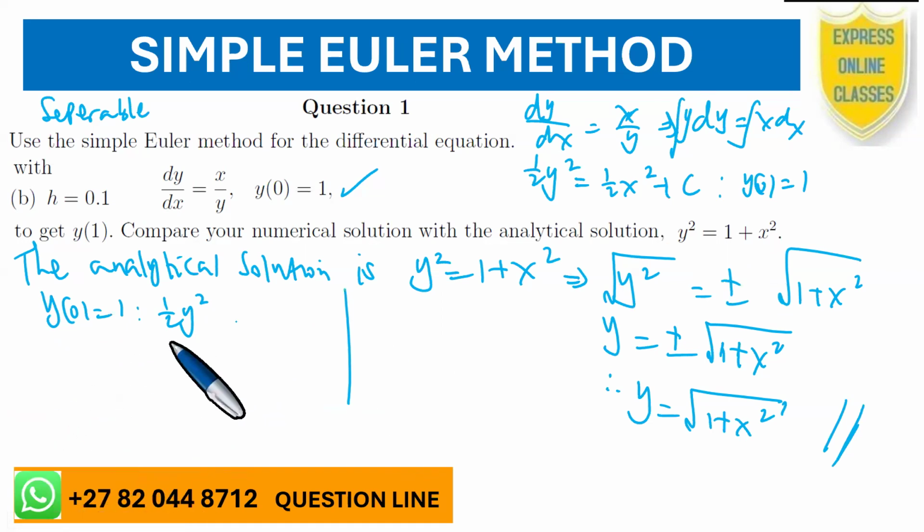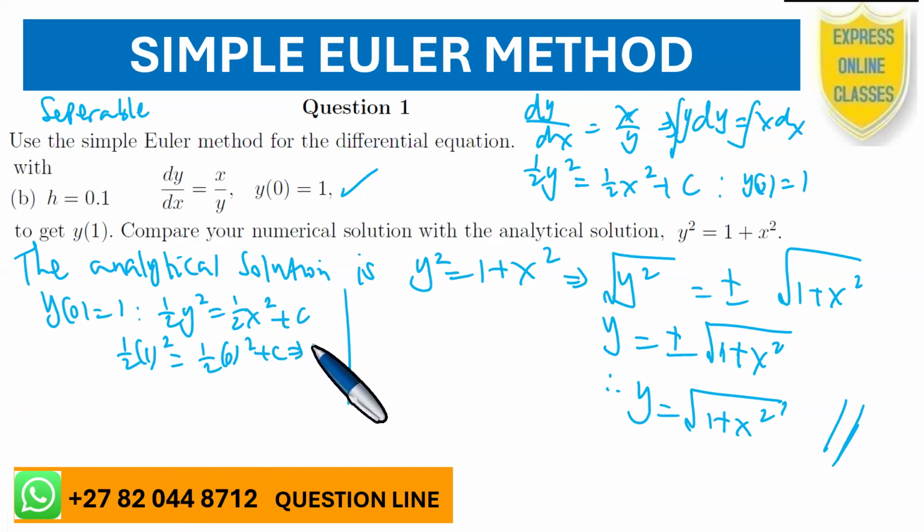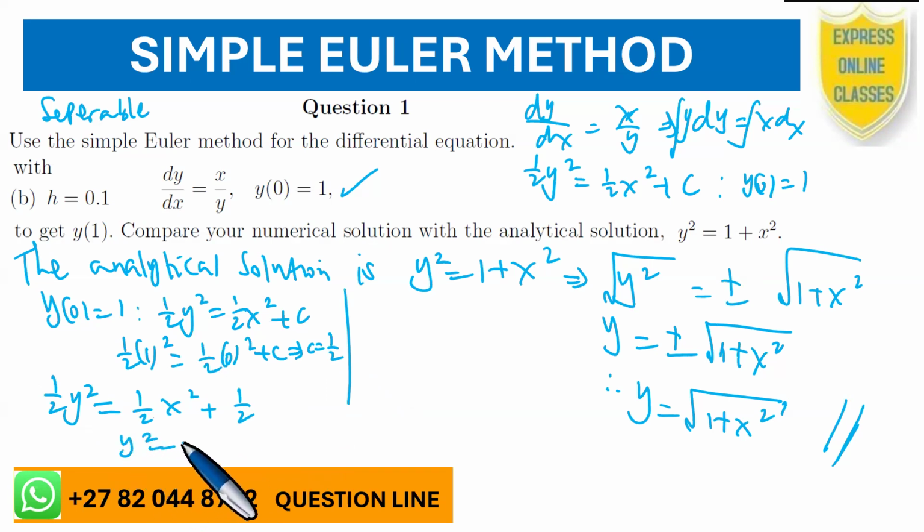exactly half x squared plus c, which means that y is 1, which means half of 1 squared equals half of 0 squared plus c, and therefore c is 1/2. If you divide through by half, we're getting y squared equals x squared plus 1. This becomes the actual analytical solution that we are able to get.